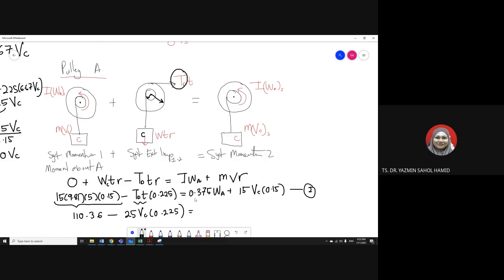Okay, tolong simplify yang kat sini. Oh, sebelum tu kita kena gantikan ni. Omega A. Omega A tadi kita dapat apa? 6.67 VC. Okay, ni ganti. Plus 15 kali VC kali 0.15. Okay, alright.